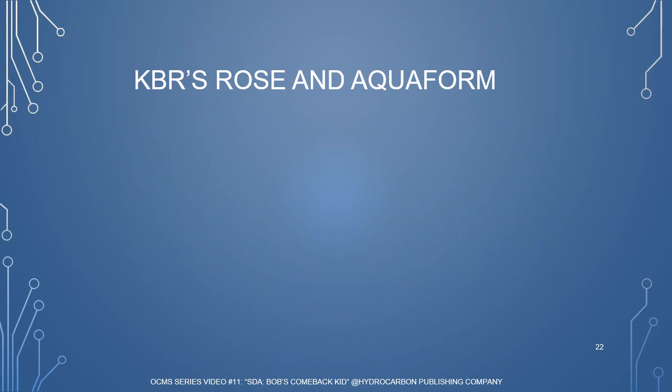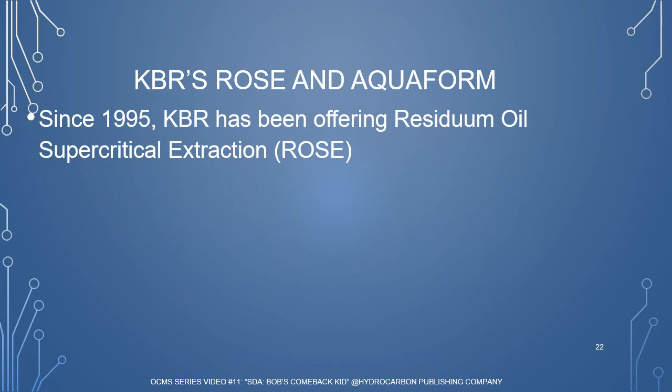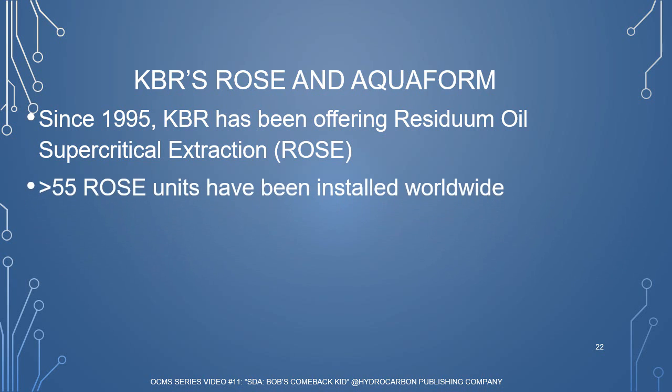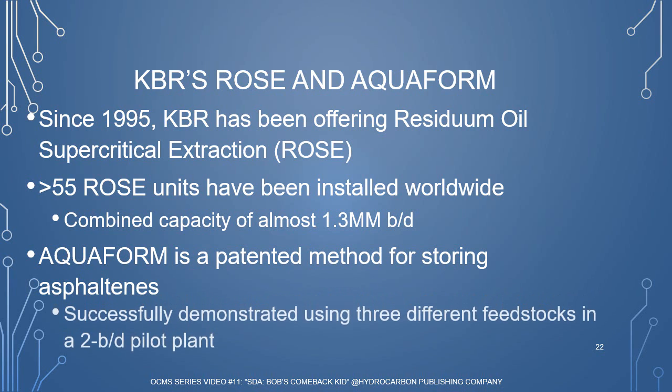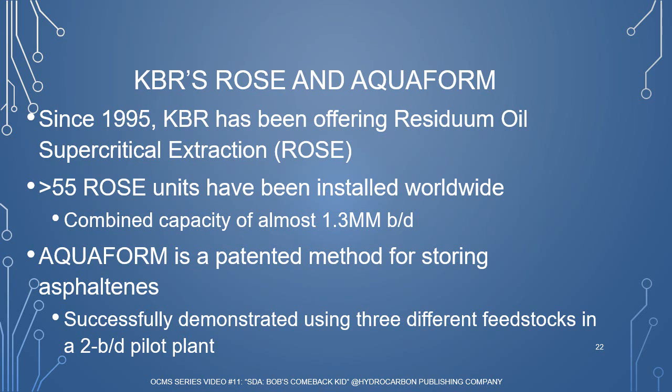Since 1995, KBR has been offering residuum oil supercritical extraction, or ROSE, for refinery processing and heavy oil upgraders to process whole crude streams. Over 55 ROSE units have been installed worldwide with a combined capacity of almost 1.3 million barrels per day. Aquaform is a patented method for storing asphaltenes, and has been successfully demonstrated using 3 different feedstocks in a 2-barrel-per-day pilot plant.